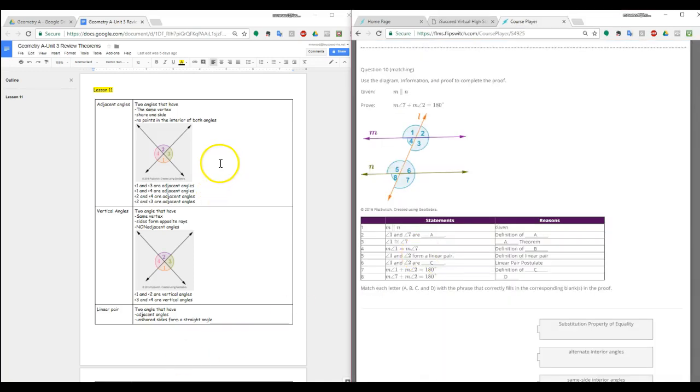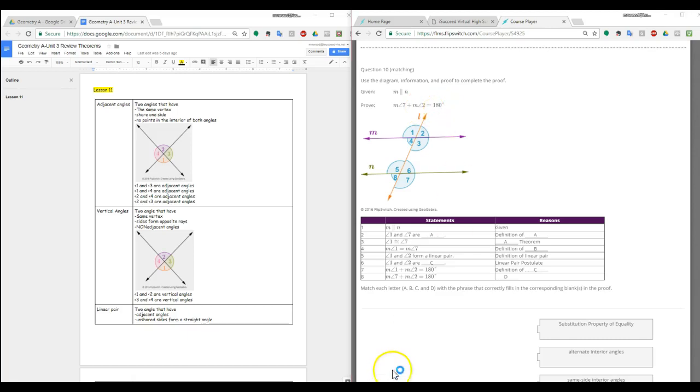Okay, welcome to lesson 11. We are going to start with the checkpoints, and we're going to start with question 10. Use the diagram, information, and proof to complete the proof. Given line M is parallel to line N, prove the measure of angle 7 plus the measure of angle 2 is equal to 180 degrees.